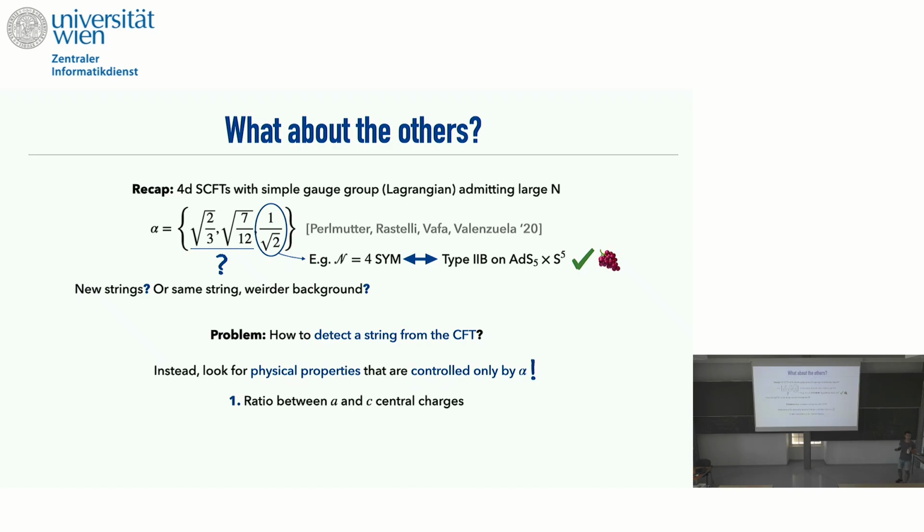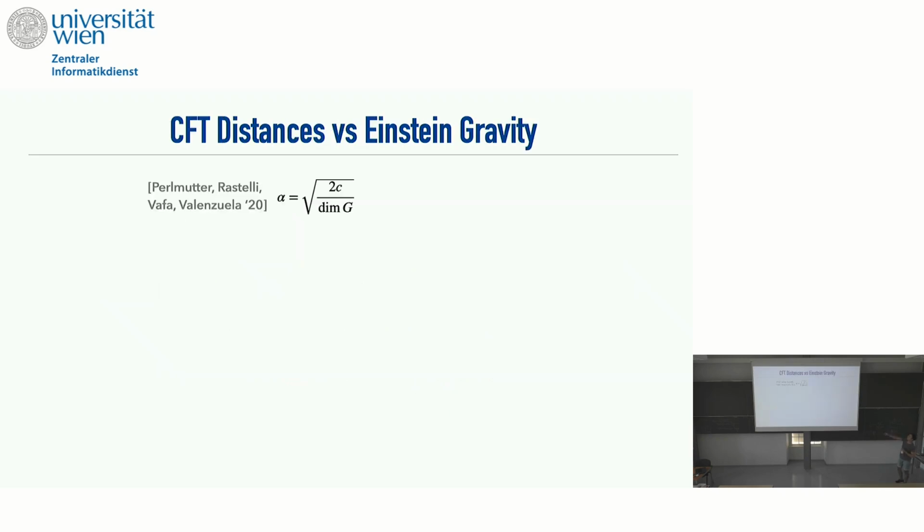And in particular, I'm going to discuss two of them. One of them is the ratio between the A and C central charges. I'm going to explain in a second. And the other one is the Hagedorn temperature of the theory at large N. So let's go for it. The first one is really easy.